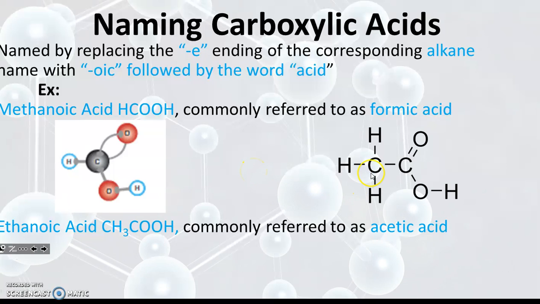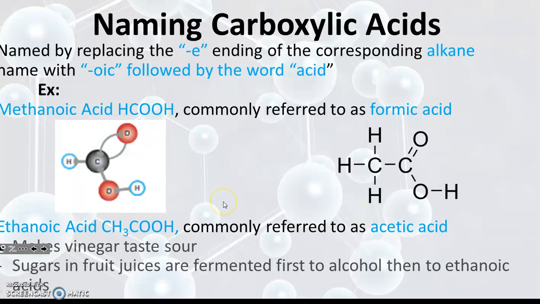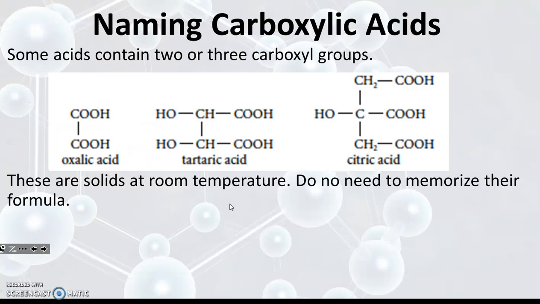Ethanoic acid works the same way. So I have a 2-carbon chain. One of the end carbons is double bonded to an oxygen and to a hydroxyl, so that's the carboxyl group. So I would change the name of ethane into ethanoic acid. And again, that's just what gives vinegar its taste.